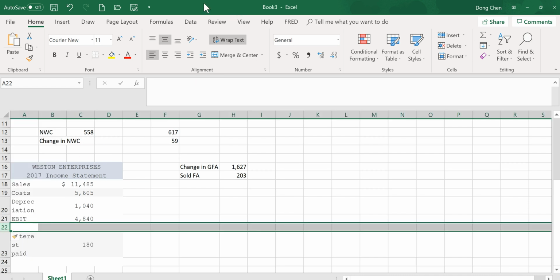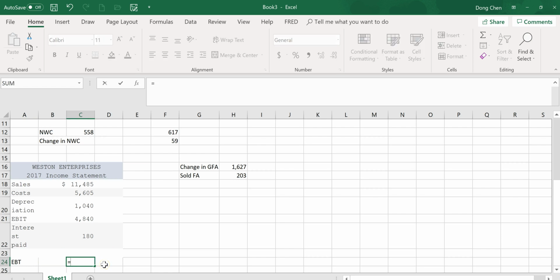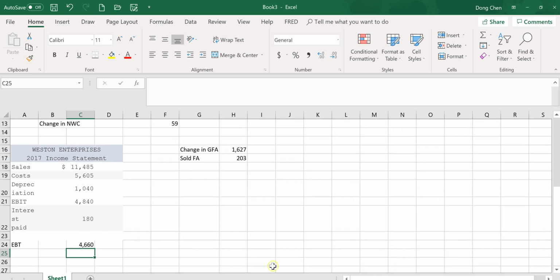Oh wait, I don't have to add this. Okay. So then the EBT is simply the EBIT minus the interest, right? Earnings before taxes is the earnings before interest and taxes minus the interest. So that's the EBT. And then we can calculate the taxes.